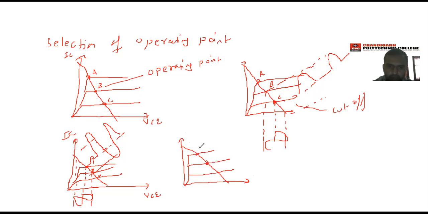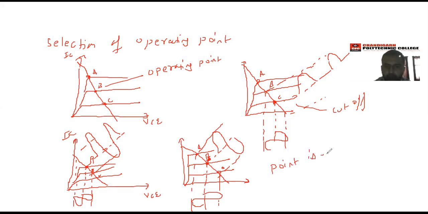This is point B, point A, and point C. When we select point B and apply the voltage, or we can say apply the signal, we can observe that our full signal is termed under the active region and the signal gets properly amplified. So we can select the operating point at point B. Point B is the center of the DC load line.